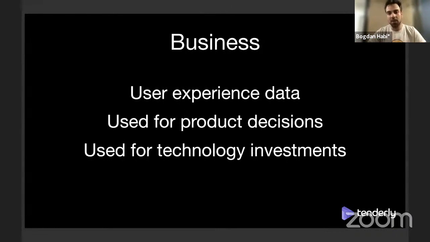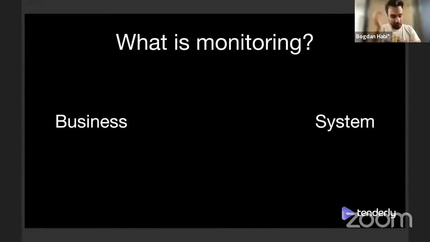And it's used for technology investments. We all know that when business people make decisions, they look at it from a product perspective, but at the end of the day, those are actually technology investments. So it's taking into account what engineers will do for the next 2 weeks, 4 months, 6 months, a year, or whatever. So that's basically a technology investment, even if it's looked upon from a business context. So that's basically the business side of things.